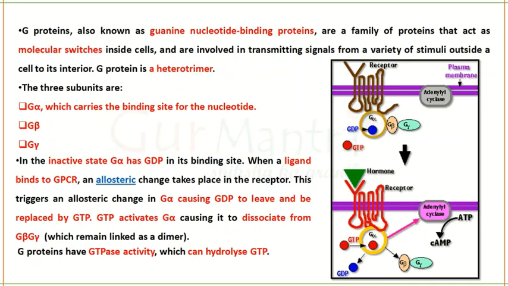But when there is a ligand that binds to your GPCR, there will be an allosteric change in the receptor that will cause G alpha to lose its GDP, and it is replaced by GTP. So G alpha is activated. G alpha is the part of the G protein that will be activated. When G alpha is activated, GDP is replaced by GTP. So this GTP-activated G alpha will be dissociating from the beta and gamma subunits.